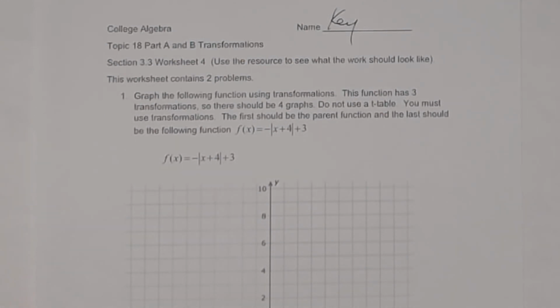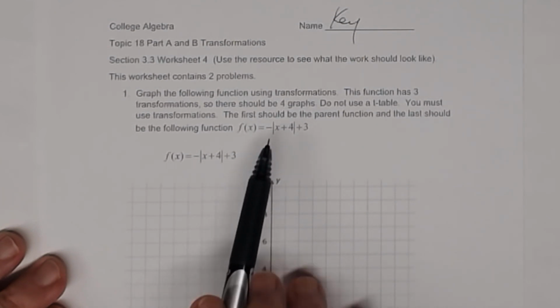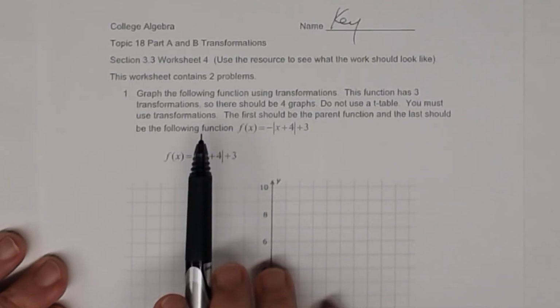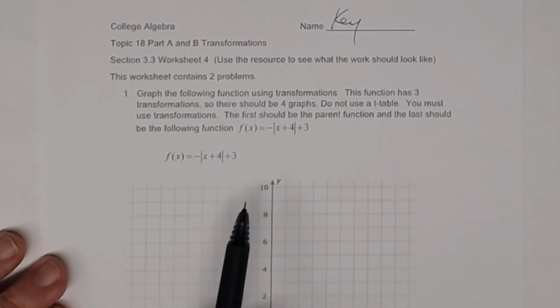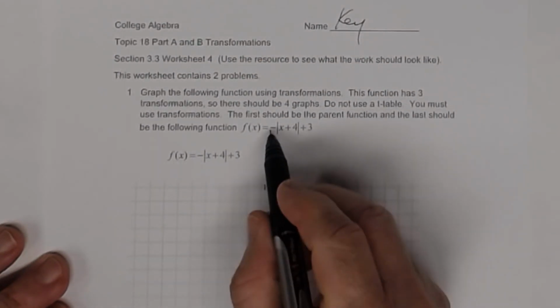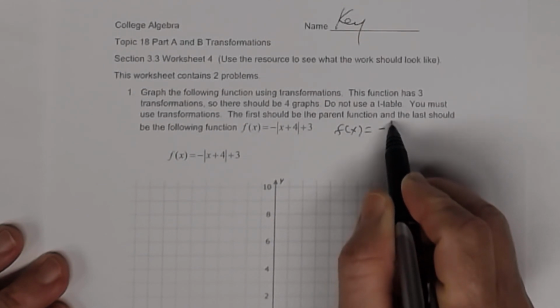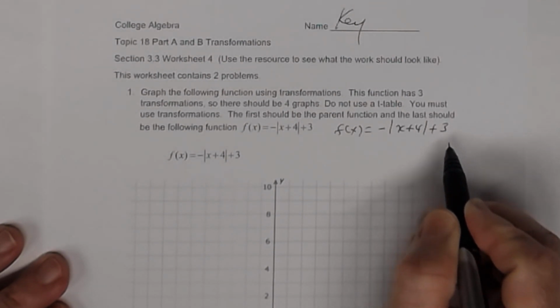This is a key on the worksheet on graphing functions using transformations. In number one, it indicates that you want to graph this absolute value function using transformations. I need 4 graphs on this coordinate plane as you graph this function. Let me rewrite this function so you can see it a little bit better. It's negative absolute value of x plus 4, and then plus 3.